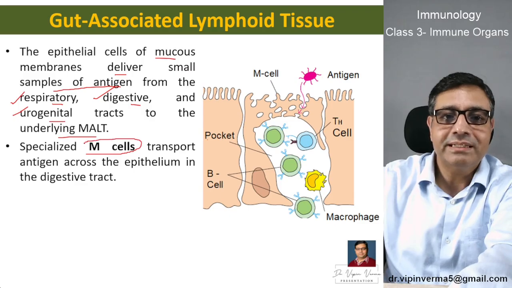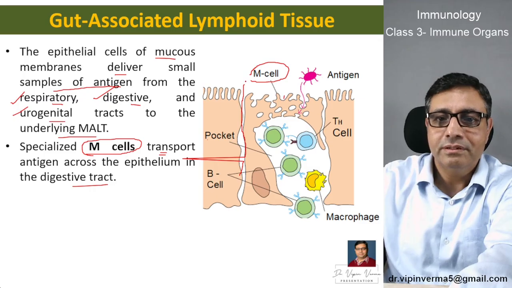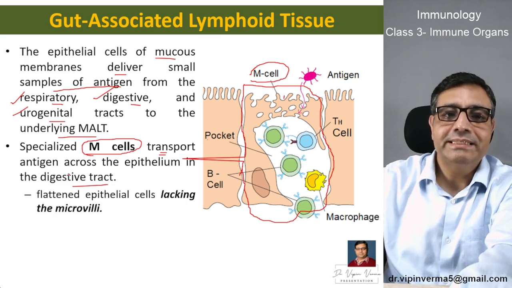Now we have some specialized M cells. These M cells are special cells which transport antigen across the epithelium in the digestive tract. So here you can find the M cell, this is the structure. This is the M cell here. This is all M cell. And these are the specialized cells.